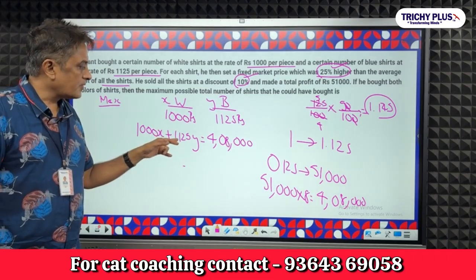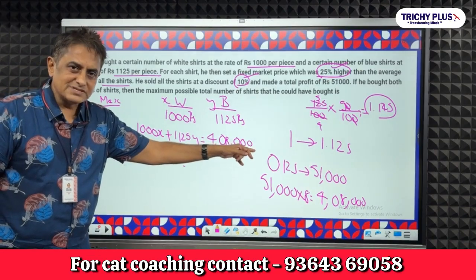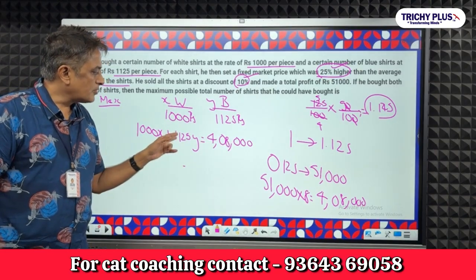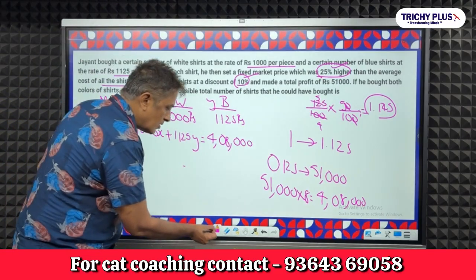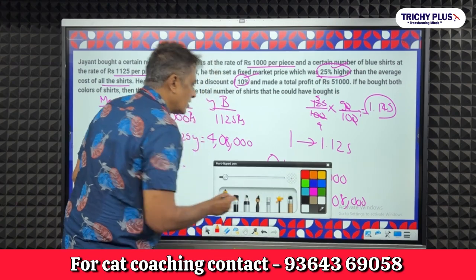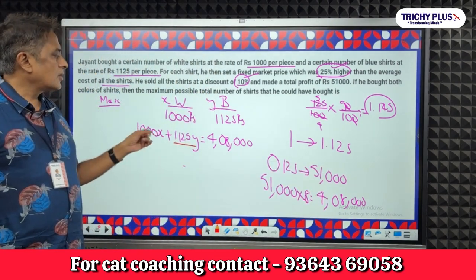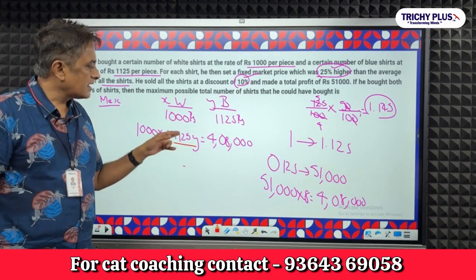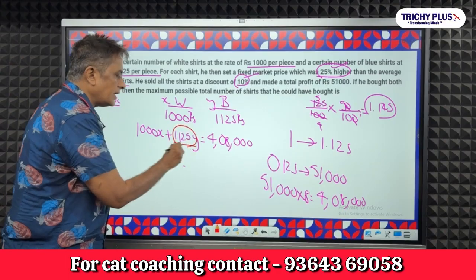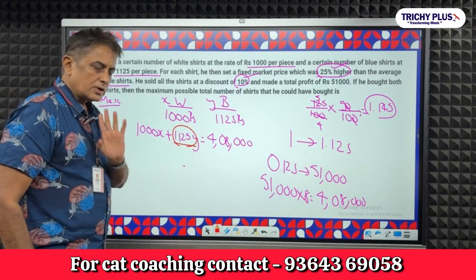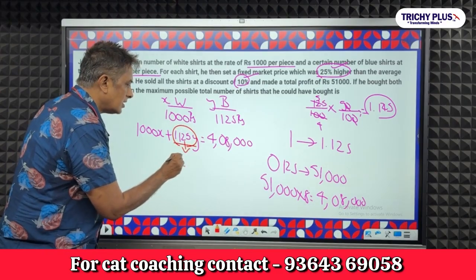Now 1125, I see this is ending in 0. If this is ending in 0, I take the 125 here. I want to make it a round number. I cannot just keep numbers here and substitute; I need a nice round number. So 125 into 8 is 1000, and 1125 into 8 is 9000.